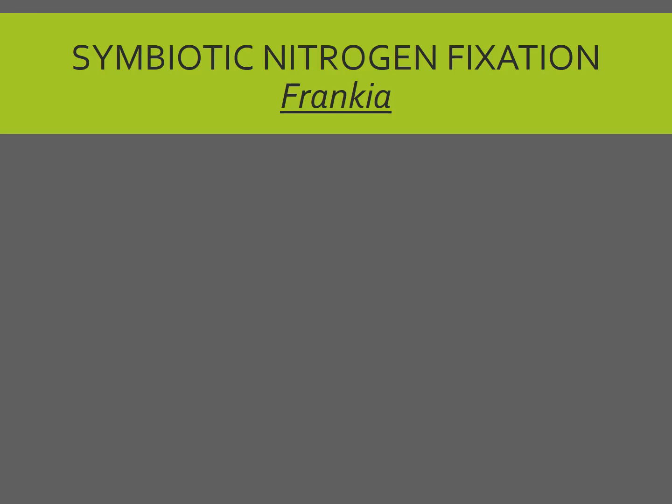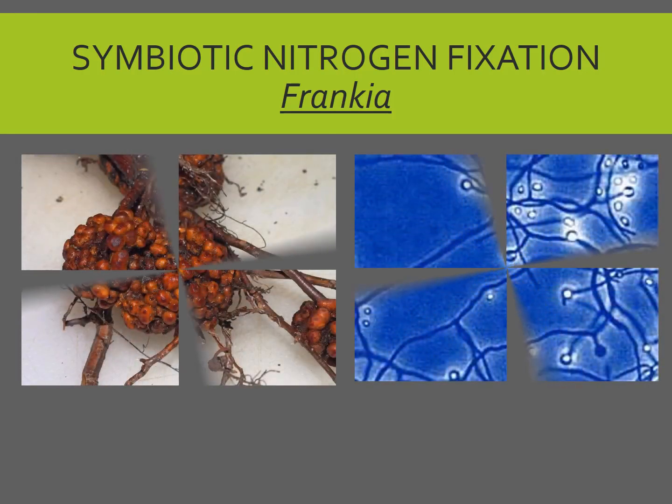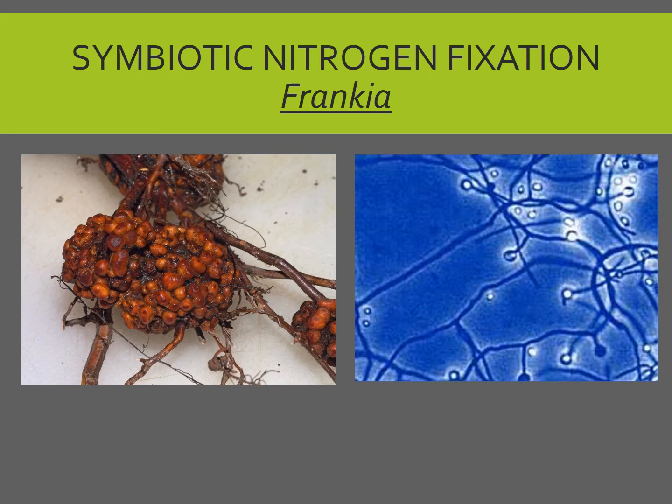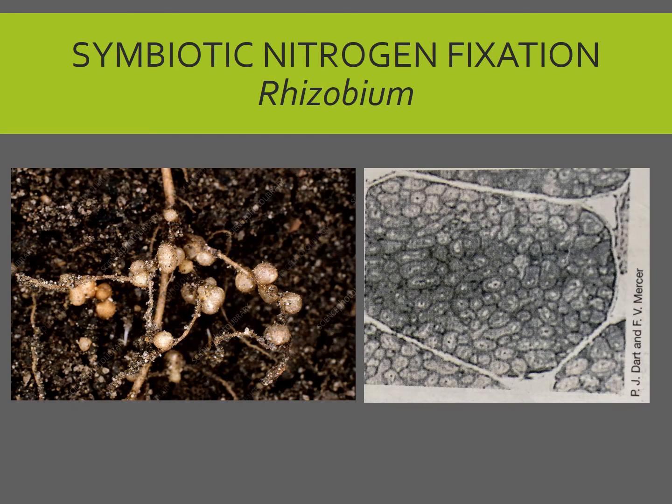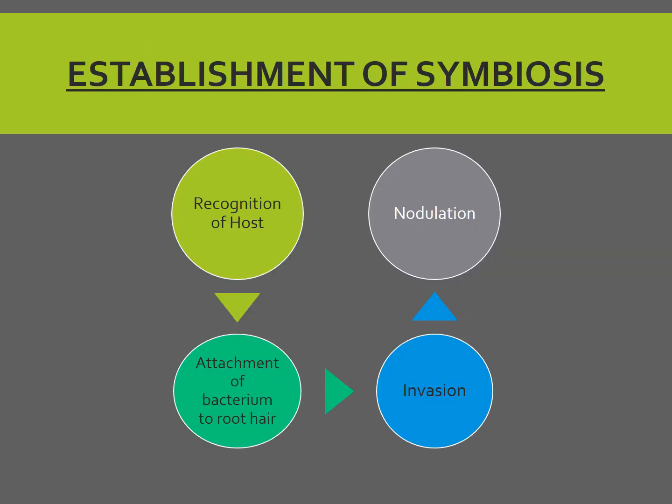Under symbiotic nitrogen fixation, we have done two organisms, that is Frankia and Rhizobium. Frankia is an actinomycete that is found in association with the actinorhizal plants, and it forms nodules on the roots of the actinorhizal plants as is shown in the figure here. Rhizobium too is a symbiotic nitrogen fixing organism that shows root nodule formation in the roots of leguminous plants. So in today's class, let us study about the mechanism of symbiosis, taking an example of Rhizobium.